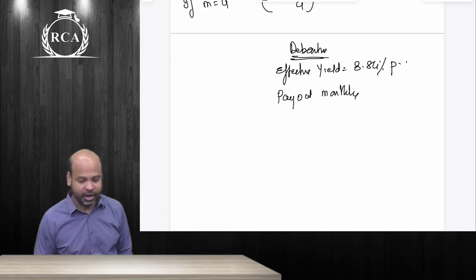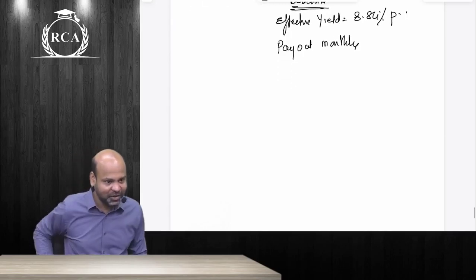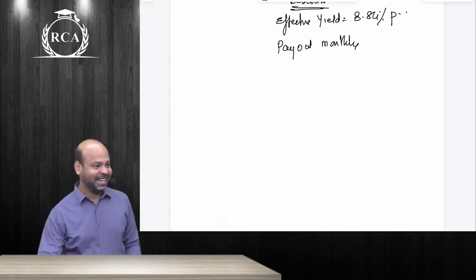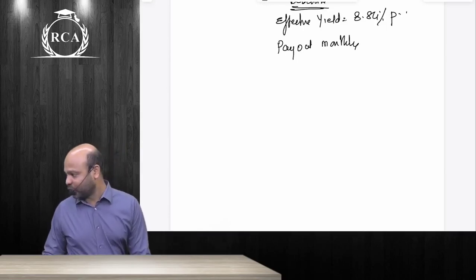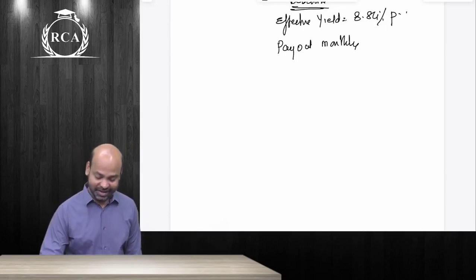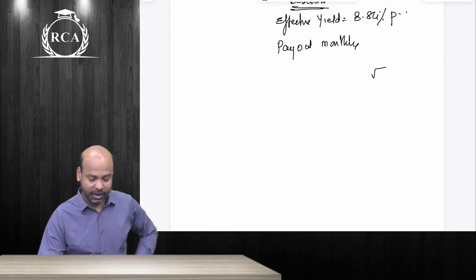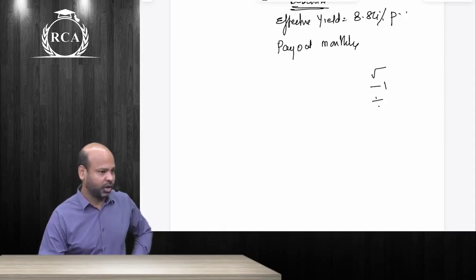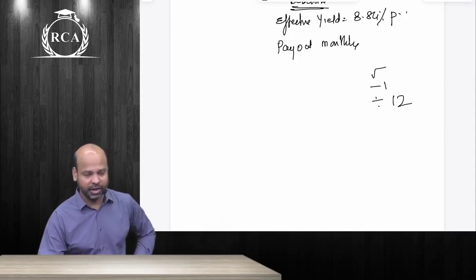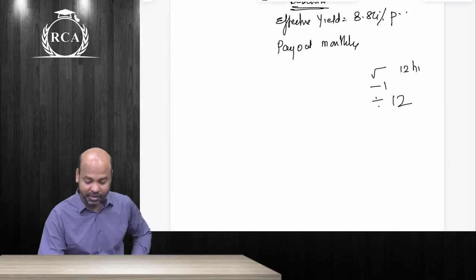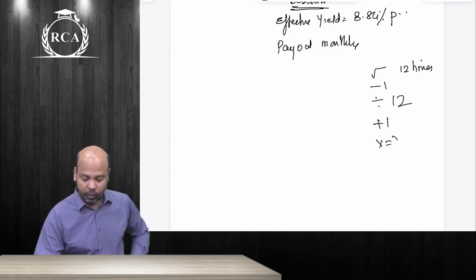And how to compute the 12th root, guys? You have forgotten. To compute any root, you have to press square root 12 times, minus 1, divided by whatever root you want. If you want the 12th root you will write divided by 12. If you want the 5th root, divided by 5. Then plus 1 and then into equal to combination 12 times.